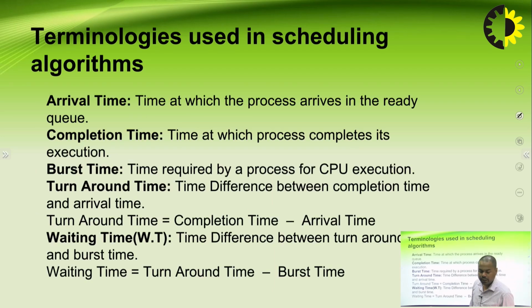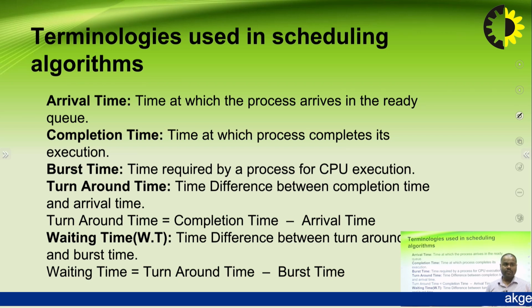The terminologies which we are going to use to solve the CPU scheduling algorithms are: first is arrival time. It means the time at which the process arrives in the ready queue, meaning at what time the process is coming to the CPU. That is known as the arrival time. Second one is completion time. It is the time at which the process completes its execution, meaning the time at which the process has fully executed on the CPU. That is known as the completion time.